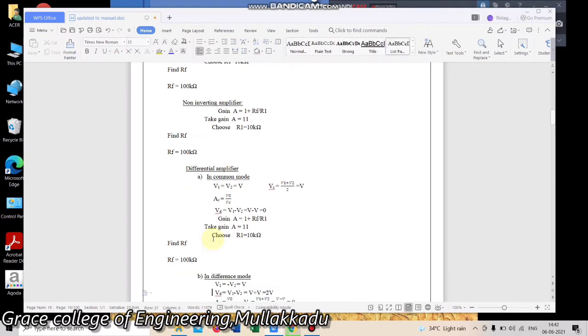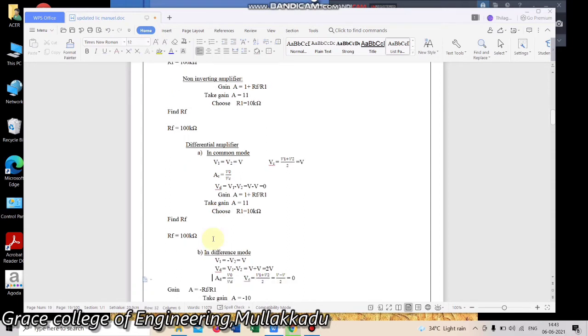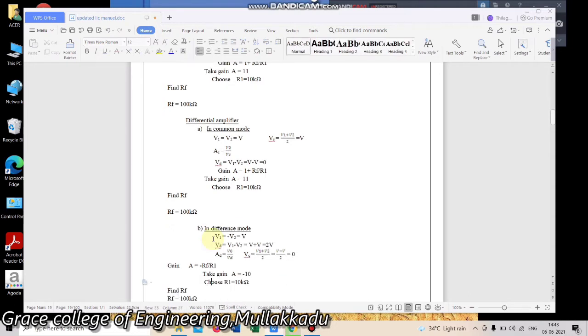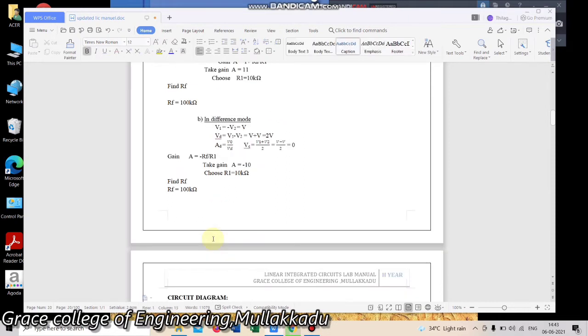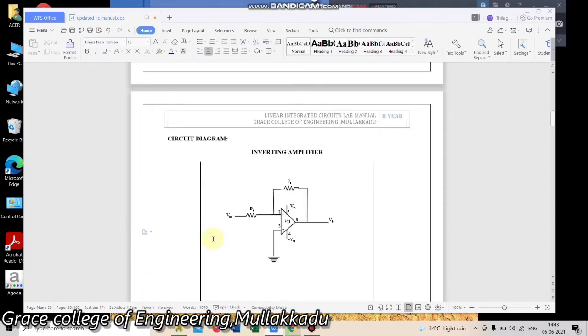Similarly, in differential mode, V1 and V2 are different. Therefore, VD is the differential mode voltage, which is equal to V1 minus V2, and AD is the gain Vout divided by VD. Here, A equal to minus RF divided by R1. Therefore, we will take the value R1 as 10K and A equal to minus 10, then RF is equal to 100K. This is the circuit diagram for the inverting amplifier.